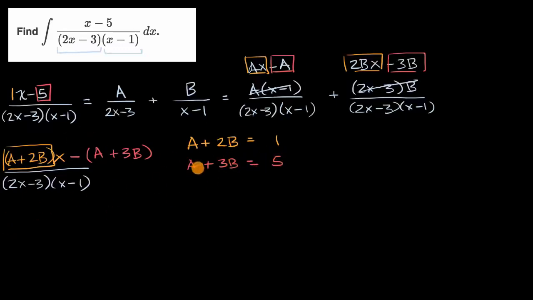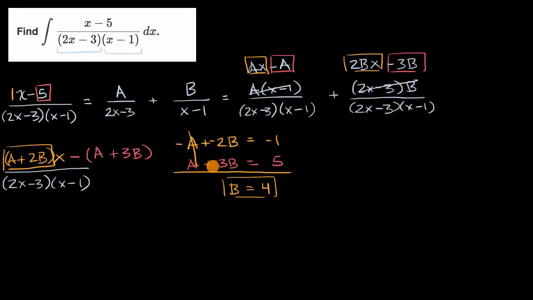And so now to solve for a and b, well, we could do that by elimination. So let's see, what if we multiply this top equation by negative 1? So that'd be negative a, negative 2b, negative 1, and now we add them together. The whole point was to cancel out the a's, so we're left with negative 2b plus 3b. That's just going to be b is equal to 4. And then we can substitute back in to solve for a.